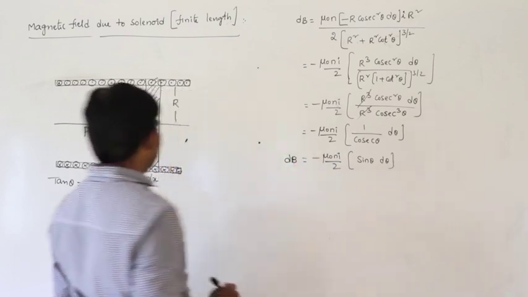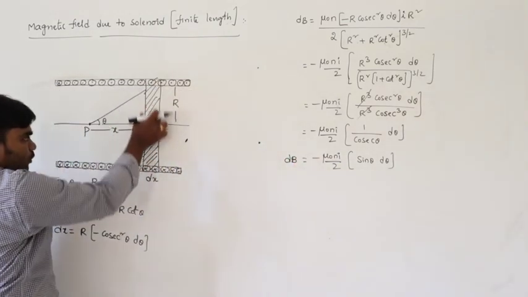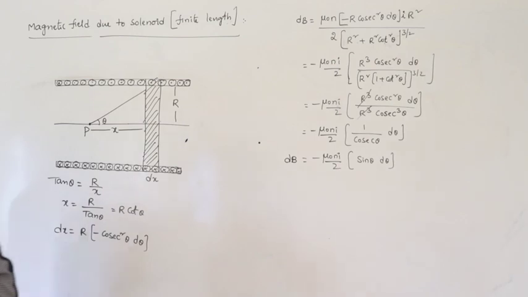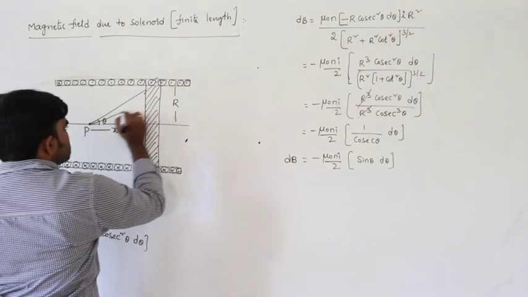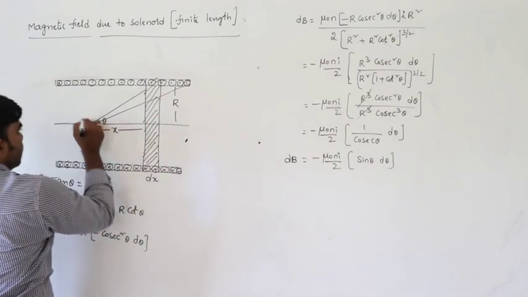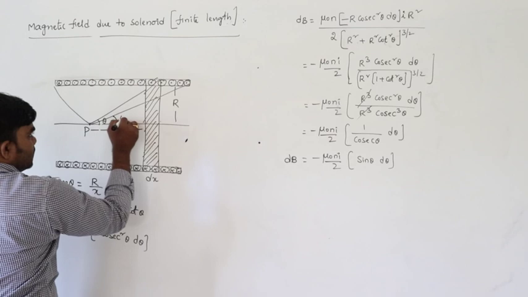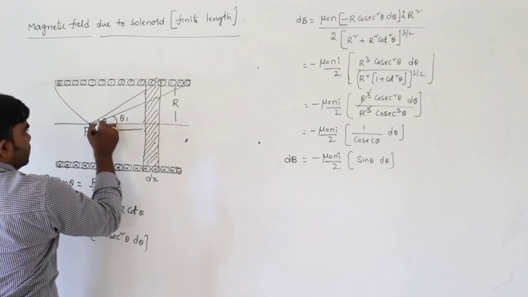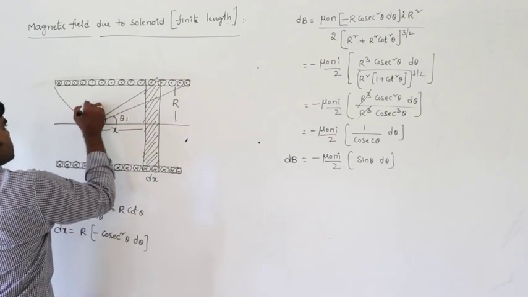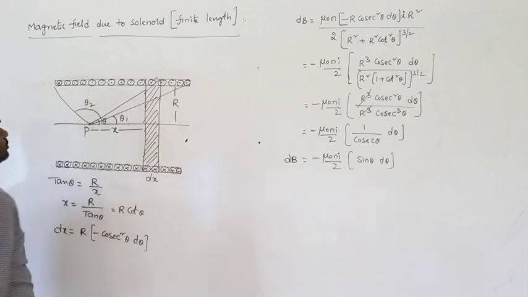Small magnetic field due to this small portion. So here, the theta value varies from what position? From the extreme ends. Let us say this angle is considered as theta 1 and this angle is considered as theta 2.